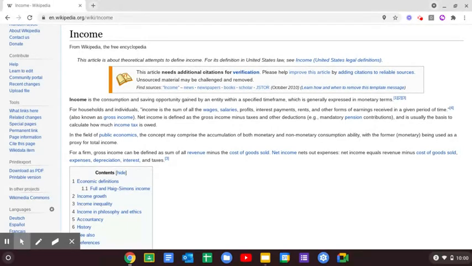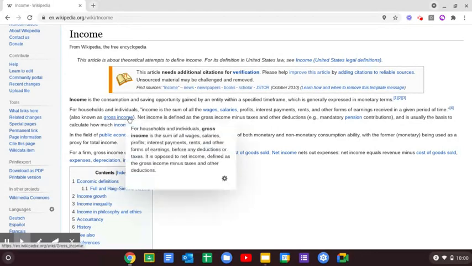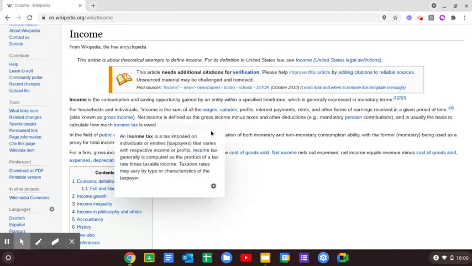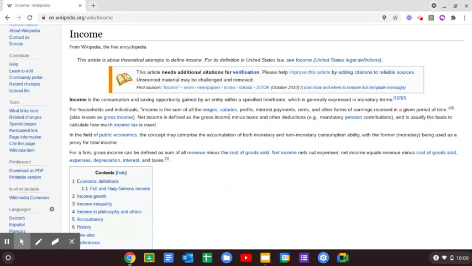All right, and we're going to continue because this is some good information. Also known as gross income. Net income is defined as the gross income minus taxes and other deductions. So you have pensions and all that other stuff, and it is usually the basis to calculate how much income tax is owed. We're going to come back and talk about income tax at a later date and time.